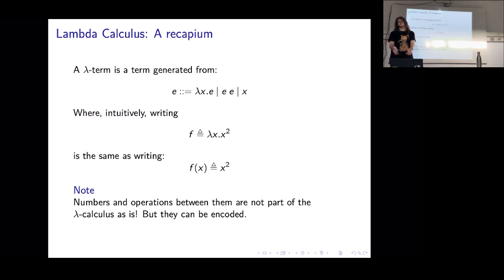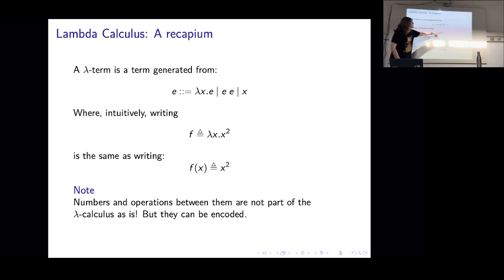First of all, what is lambda calculus? I think you all know it, but let's recap it. We have expressions that can be generated with this grammar. So we have name abstraction, application of a function, and variables. Intuitively, the name abstraction is like a way to write an anonymous function. So these two things are equivalent.